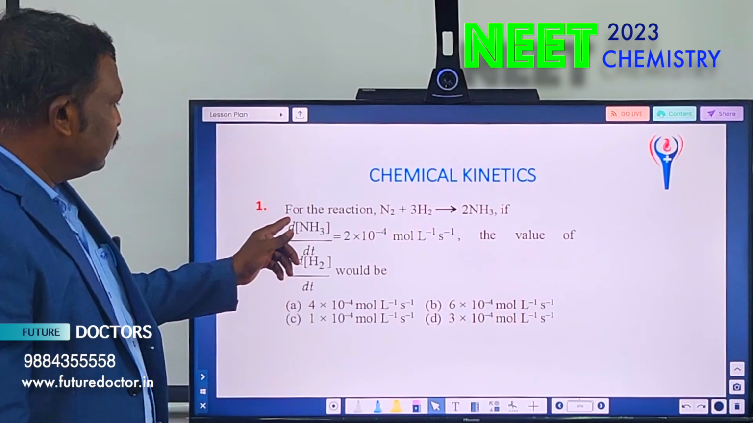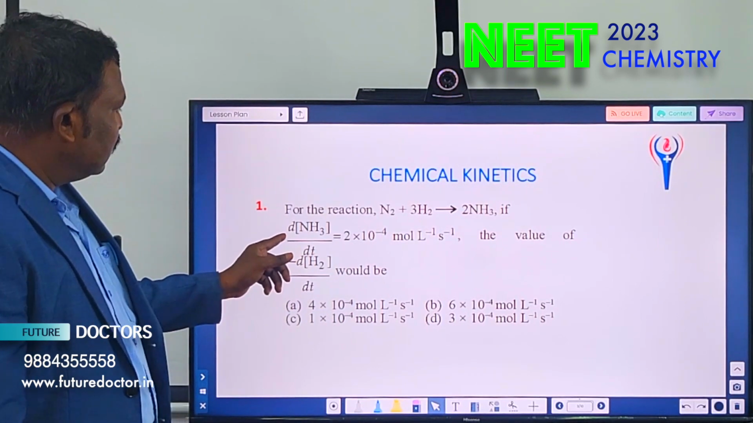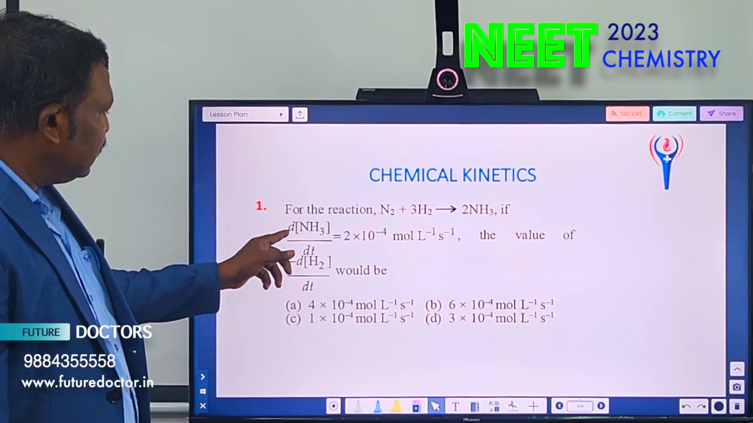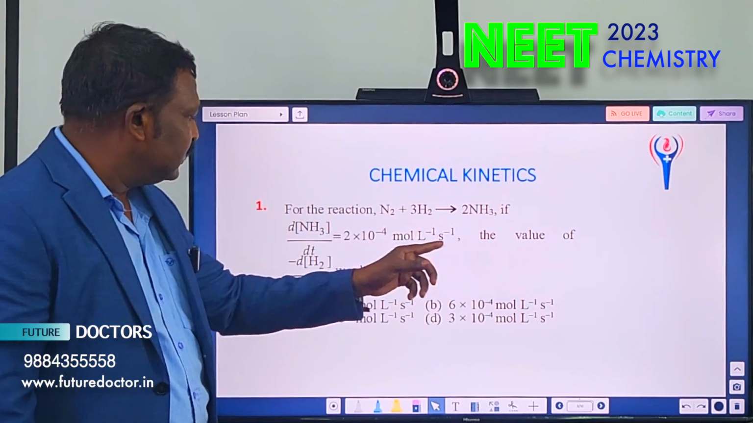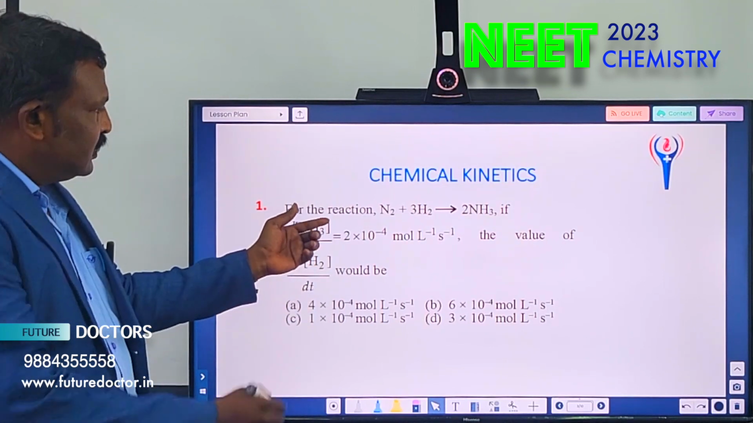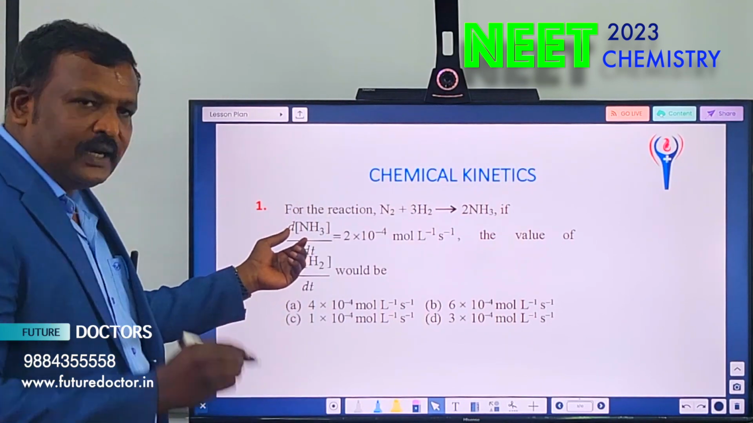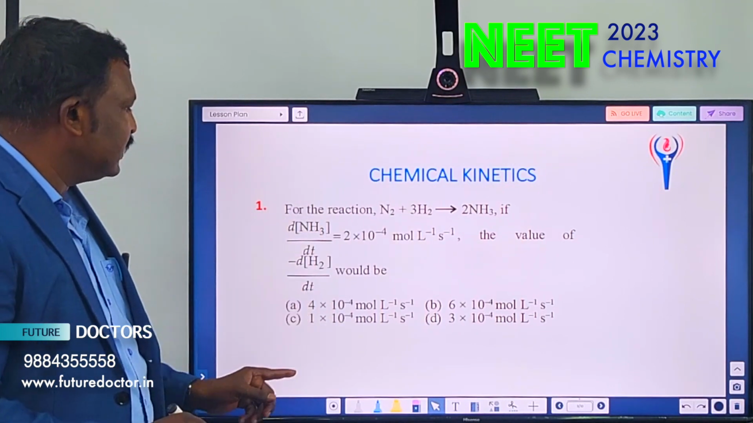The first question is, for the reaction N2 plus 3H2 gives 2NH3, if d[NH3]/dt is equal to 2 into 10 power minus 4 mole per liter per second, the value of minus d[H2]/dt would be dash. So any time the rate of reaction is given, we should write the rate of reaction. If we write the rate of reaction for all of these, we are able to find out the unknown quantities.